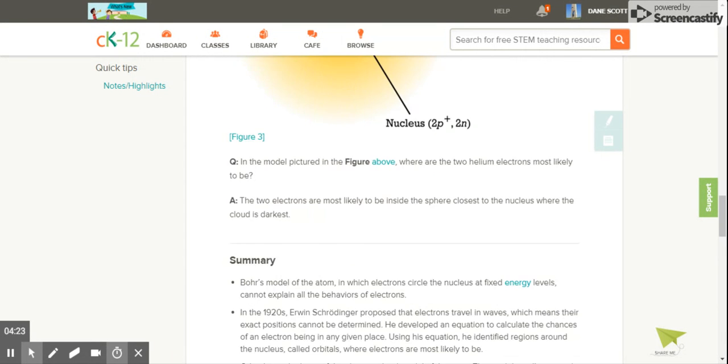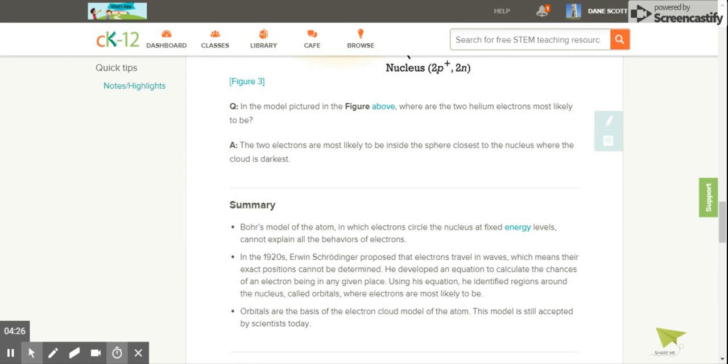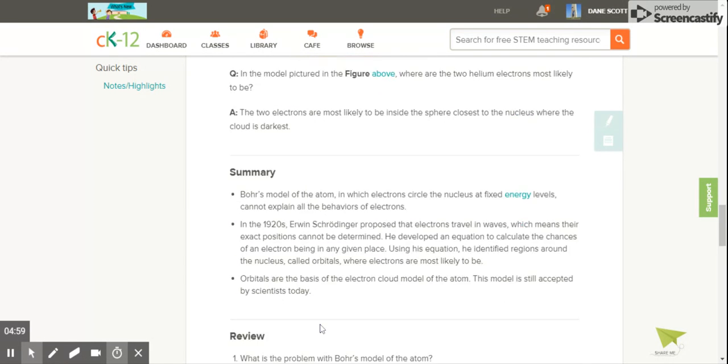the darkest. In summary, Bohr's model of the atom, in which electrons circle the nucleus at fixed energy levels, cannot explain all the behaviors of electrons. In the 1920s, Erwin Schrödinger proposed that electrons travel in waves, which means their exact position cannot be determined. He developed an equation to calculate the chances of an electron being in any given place. Using his equation, he identified regions around the nucleus called orbitals, where electrons are most likely to be. Orbitals are the basis of the electron cloud model of the atom. This model is still accepted by scientists today.